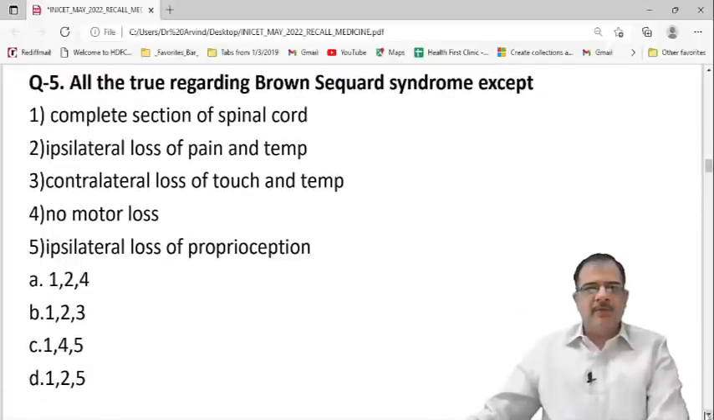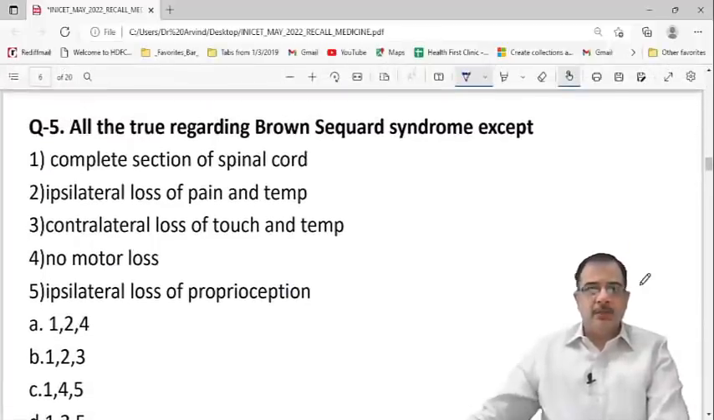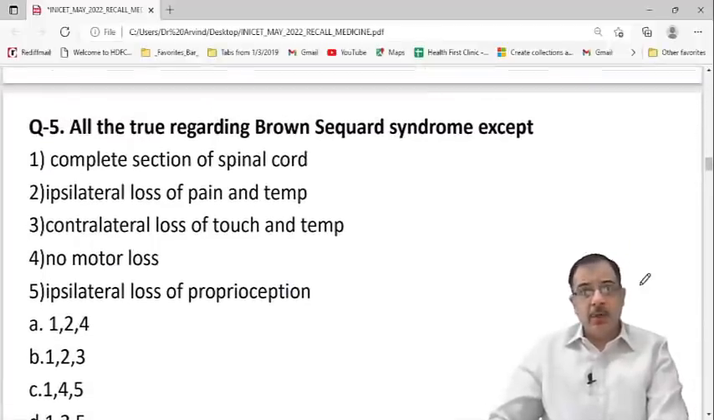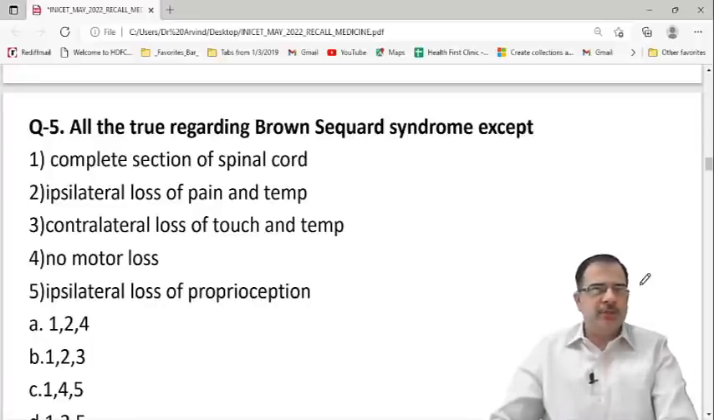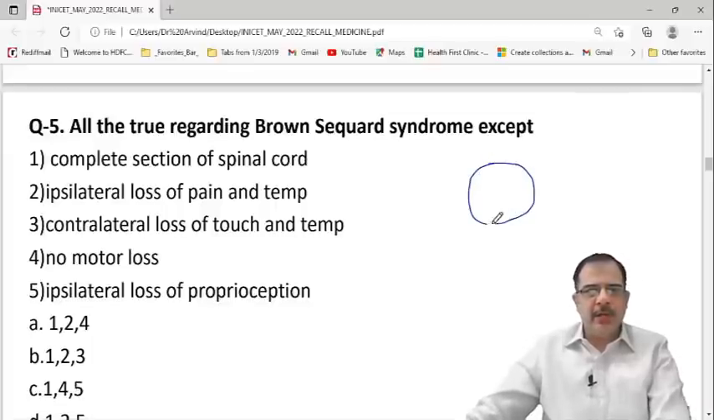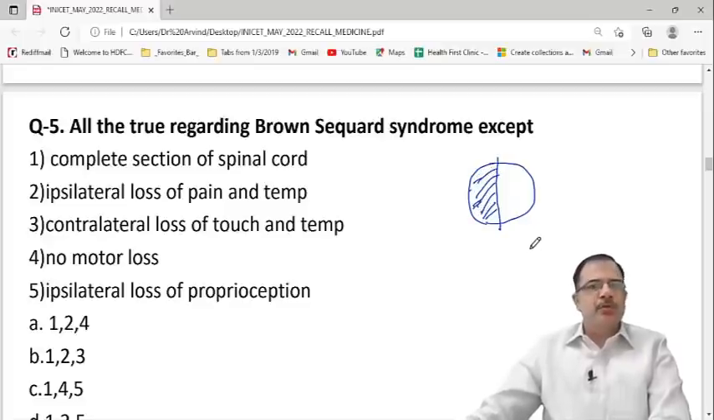Now come to question number 5. So this time there were spinal cord questions and localization of the lesion. These questions were asked in the CNS section of medicine. So all are true regarding the Brown-Sequard syndrome except. So you have to understand that the Brown-Sequard syndrome is due to the hemisection of the spinal cord. One side of the spinal cord is affected. So what will happen?